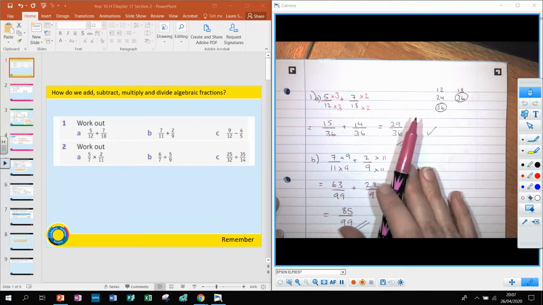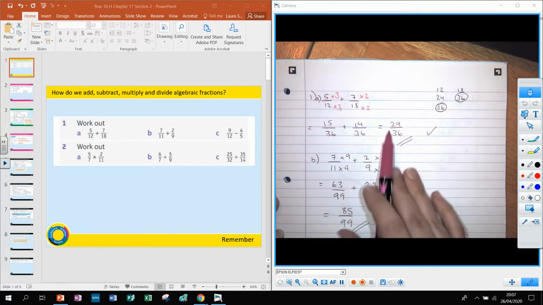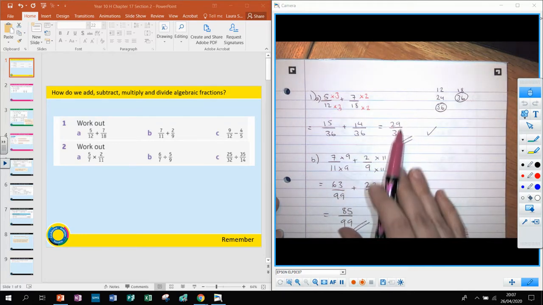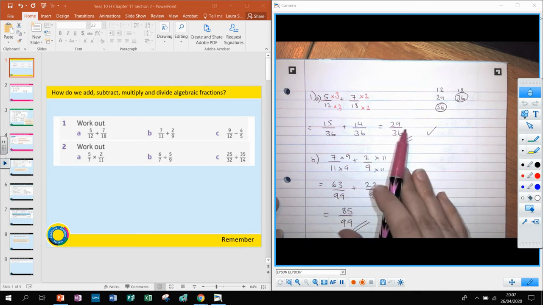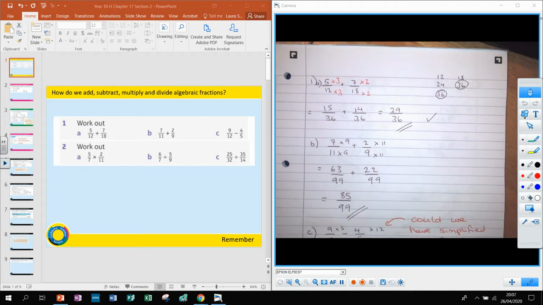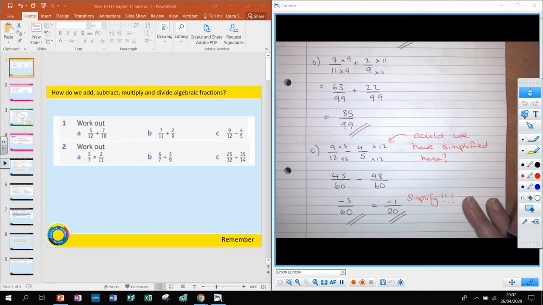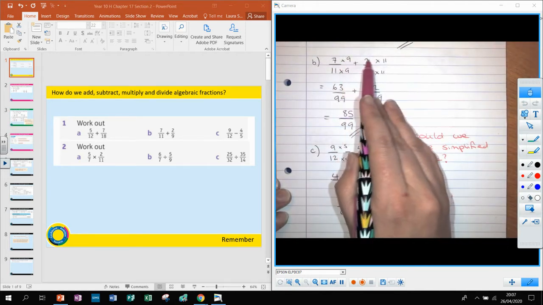I know I'm finished because 29 is a prime number, so I can't cancel that down. There isn't another set of 29s in 36. It doesn't fit perfectly, so there's no canceling down to be had. Okay, so that's finished. Right, if we look at part B, very similar type of question.